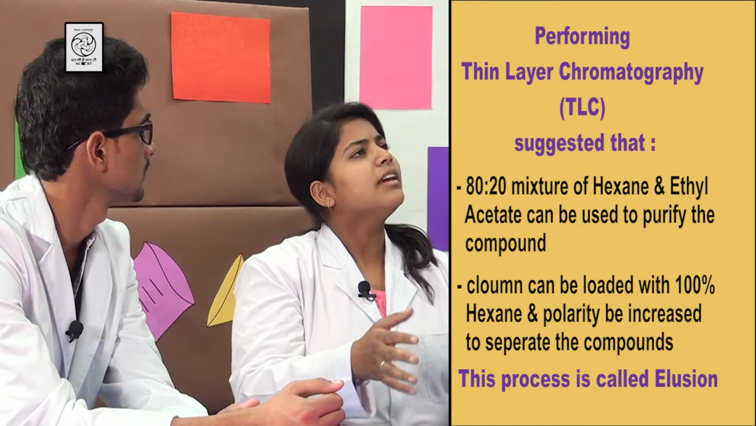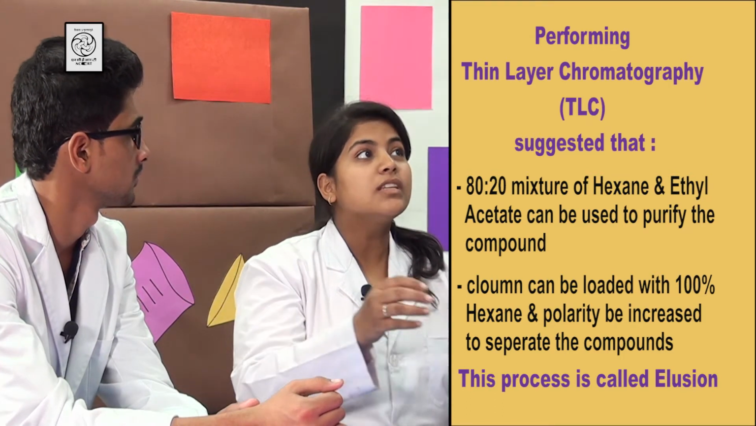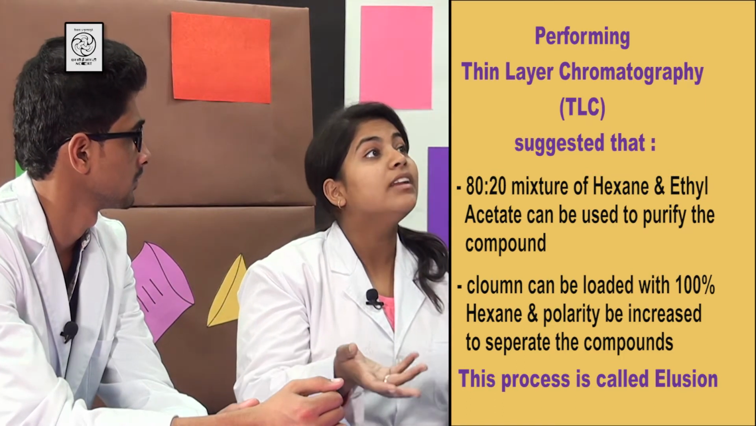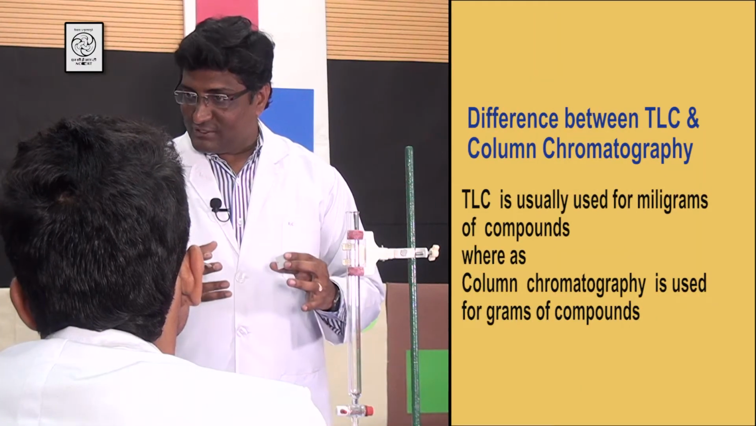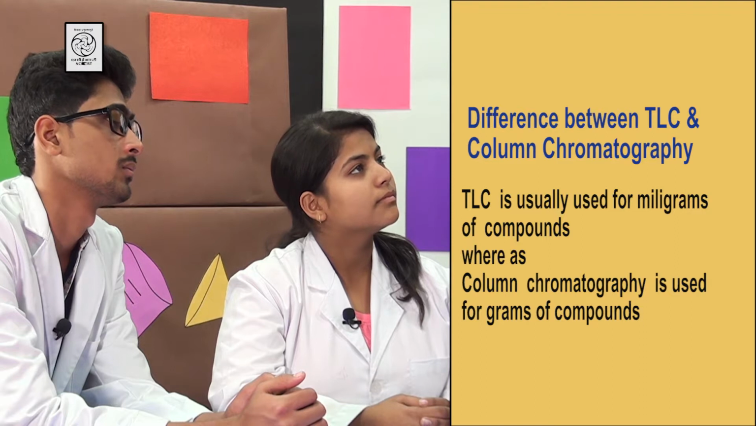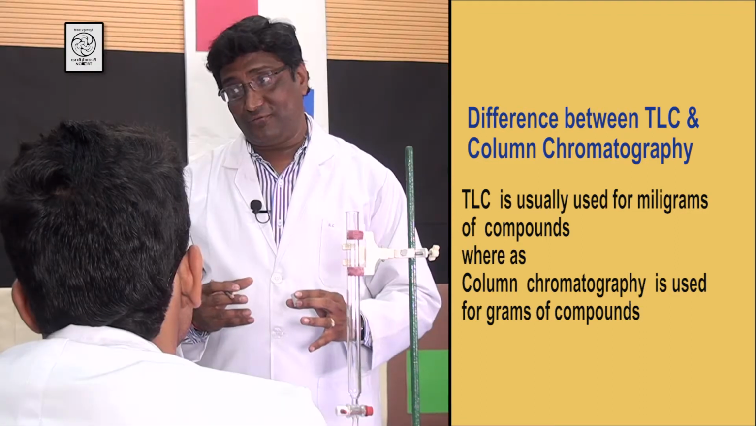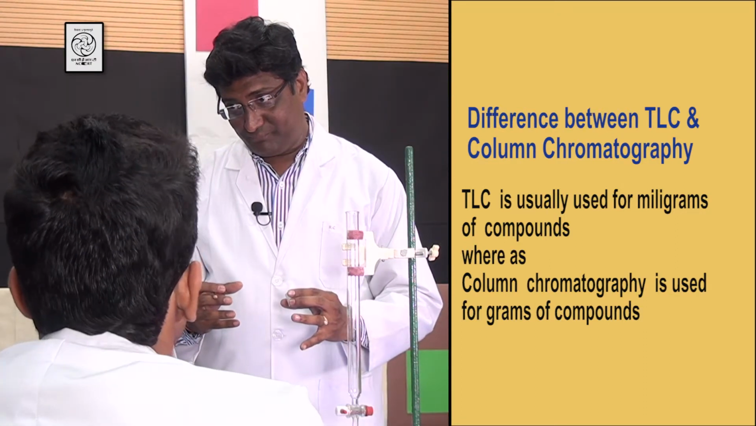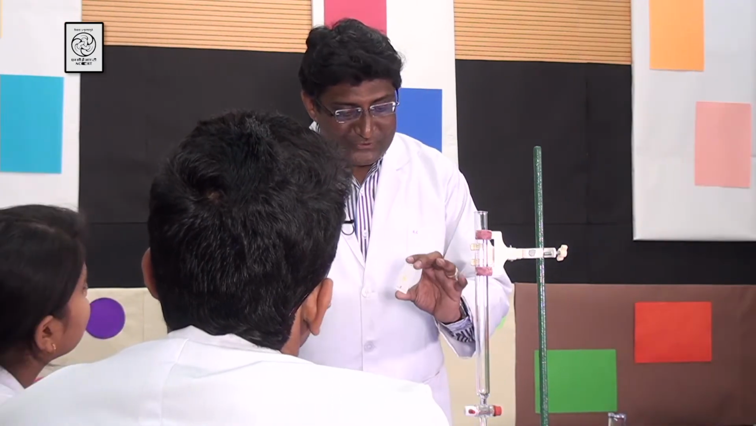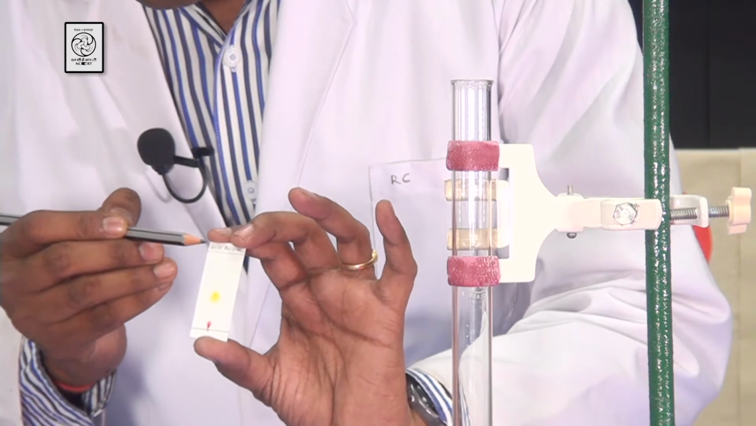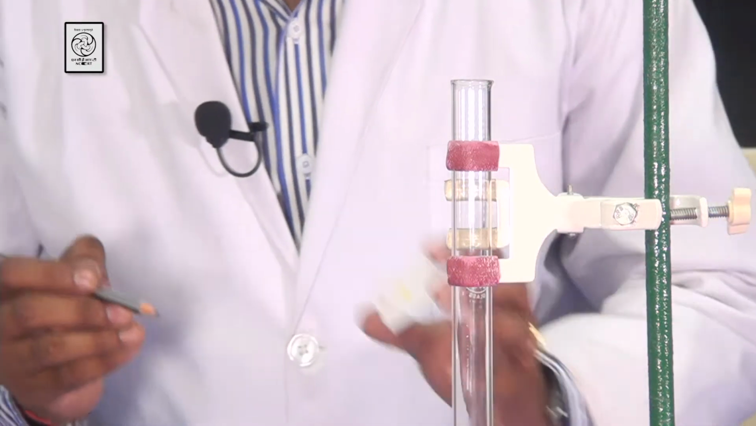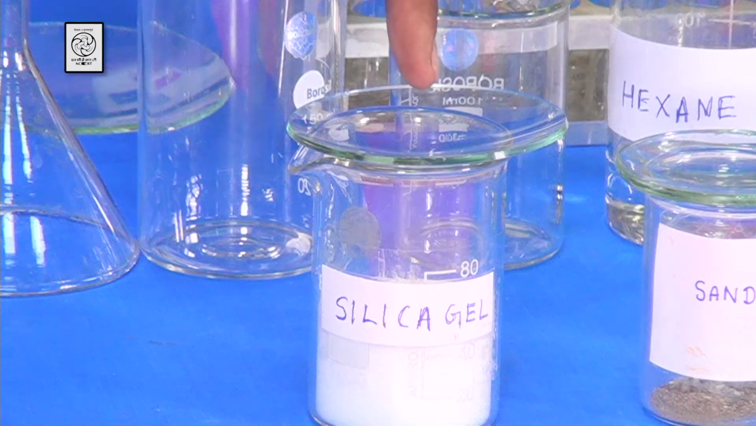Sir, if we can purify the compounds using TLC itself, then why do we need column chromatography? Good question. TLC is usually used for milligrams of compound, whereas column chromatography is used for grams of compounds. So students, as I showed you, this is TLC. It's a sheet of silica gel. I'm going to use the same silica gel for column chromatography, which follows the same principles as TLC.